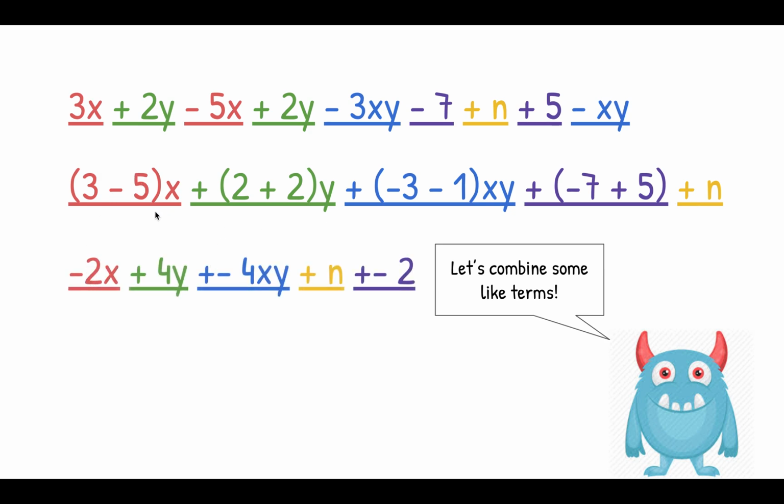So now once we simplify those, it's going to be negative 2x plus 4y, then plus minus 4xy. I said plus minus because I added all of these together. But negative 3 minus 1 is negative 4, so it's plus minus 4xy. And whenever you have a negative and a positive, it's always negative. So it's minus 4xy plus n, then plus minus 2. And that simplifies to negative 2x plus 4y minus 4xy plus n minus 2. So that's the most simplified you could get when simplifying this expression up top.